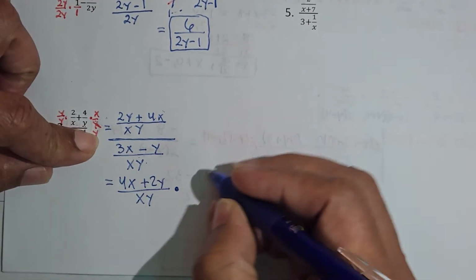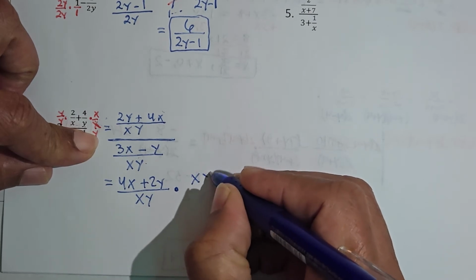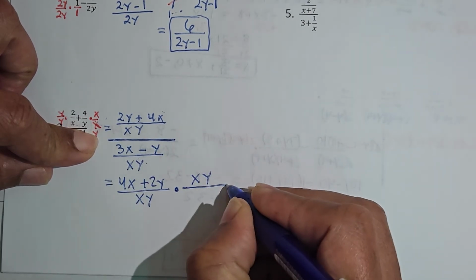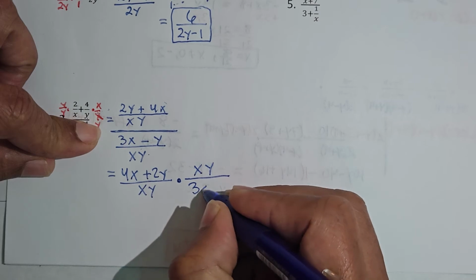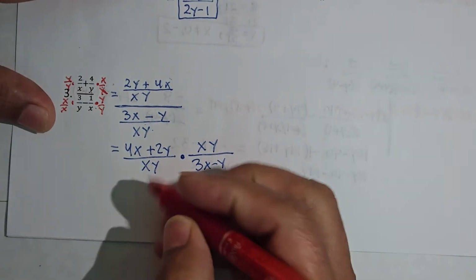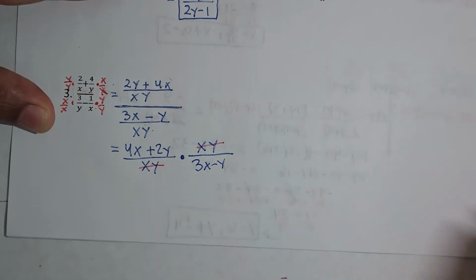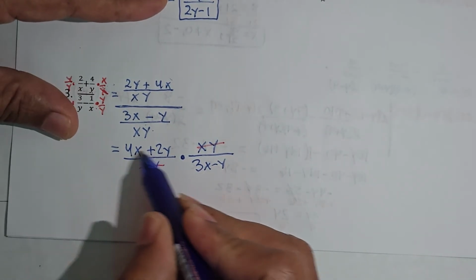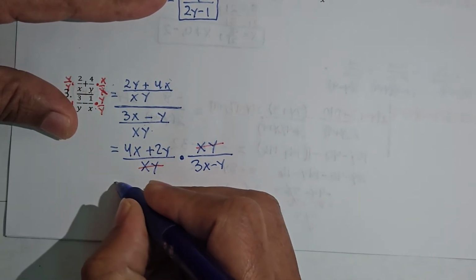So I'm going to write xy on the numerator. So take the reciprocal of this fraction. And then the denominator is 3x minus y. So then, as you can see, this one and this one we can cancel out. There's a GCF here of 2, so I'm going to factor it out.